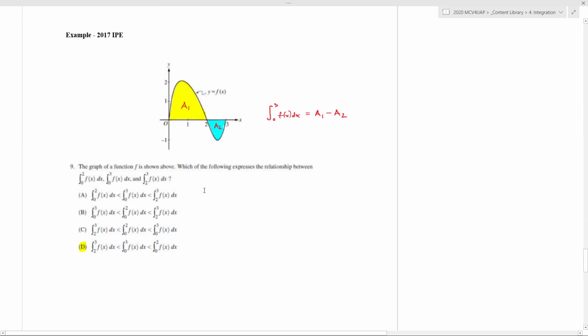The next example, you're given a graph and you're being asked to put those definite integrals in order from greatest to least or least to greatest, depending on how you look at it. So you're being asked, what is the relationship between the integrals of f of x from 0 to 2, from 2 to 3, and from 0 to 3?